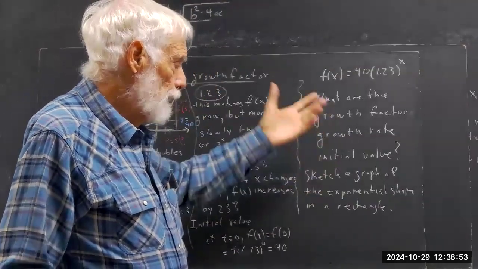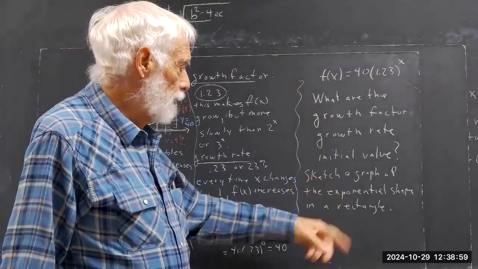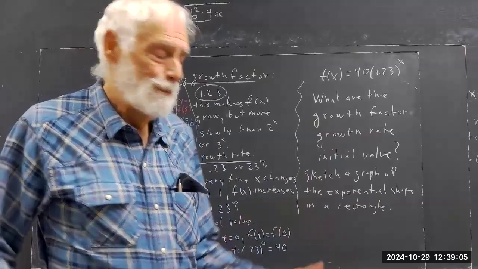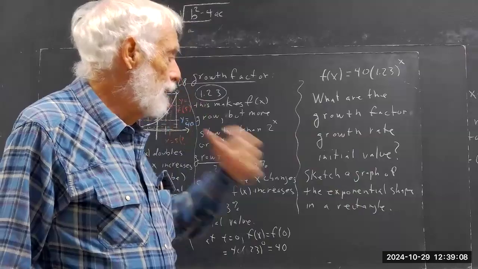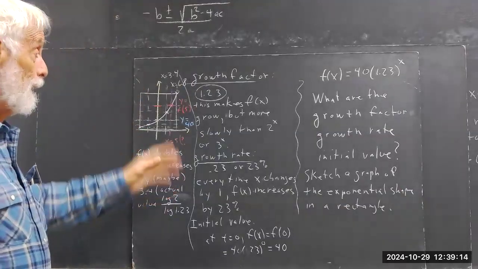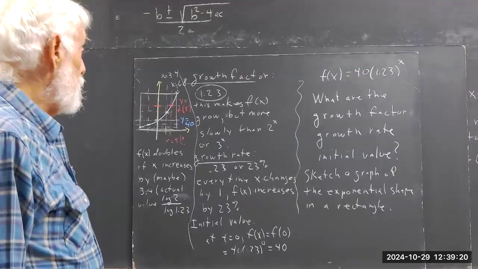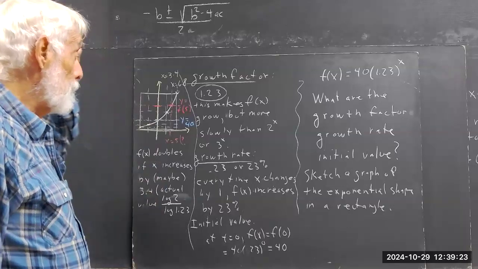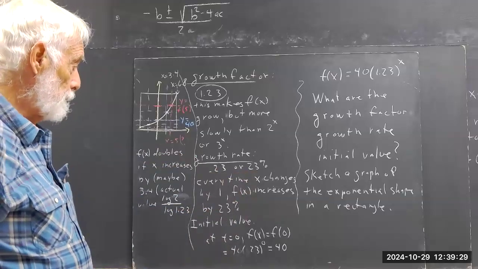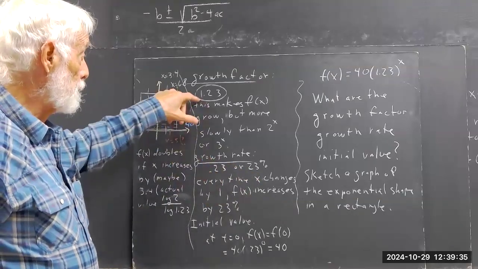And then what's the initial value? Well, that's really easy to see what that means. Okay, so, and then I said sketch a graph of the exponential shape in a rectangle. Didn't say label it, because I could have said sketch an unlabeled graph. But when I say sketch the exponential shape, I just mean sketch the shape. Construct a shape like this. And then later we put numbers. Okay. All right. Well, so anyhow, people actually did pretty well with this. I think most of the class got the growth rate, 23% or 0.23, and the growth factor was 1.23.